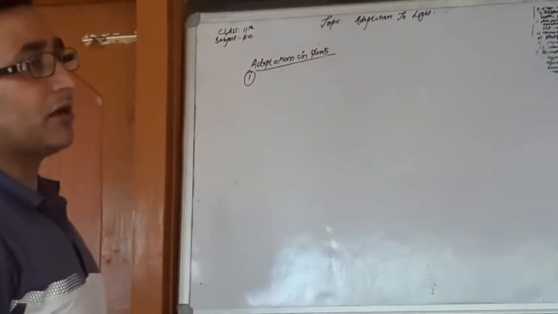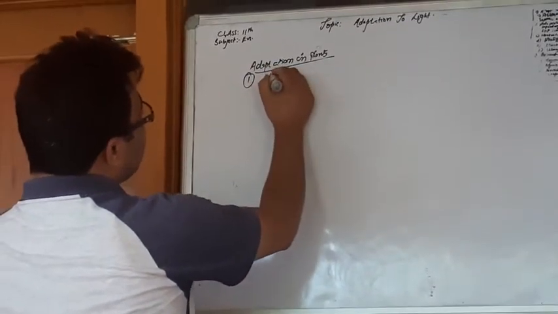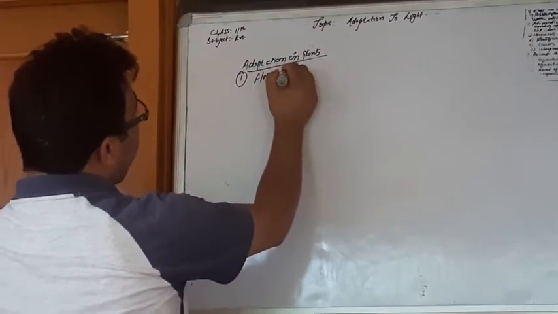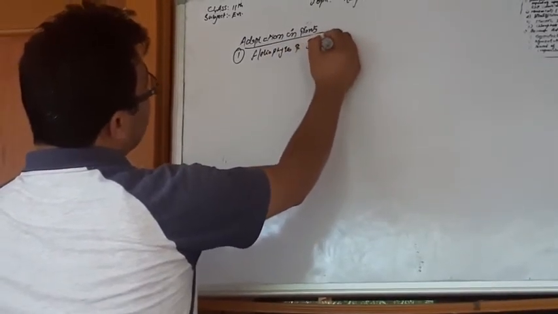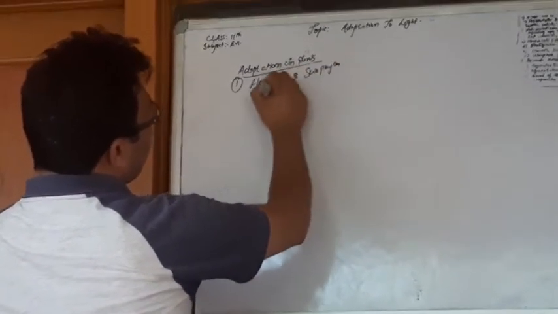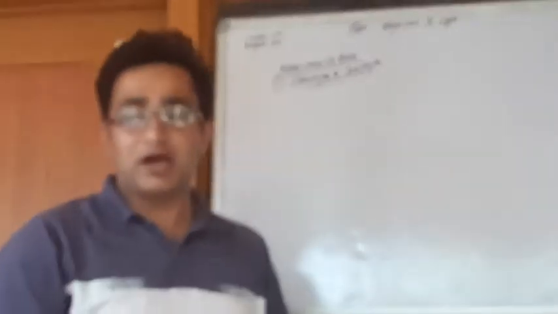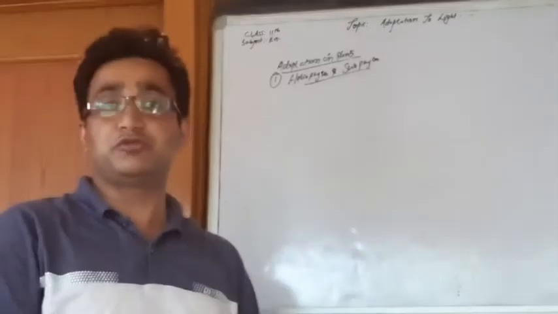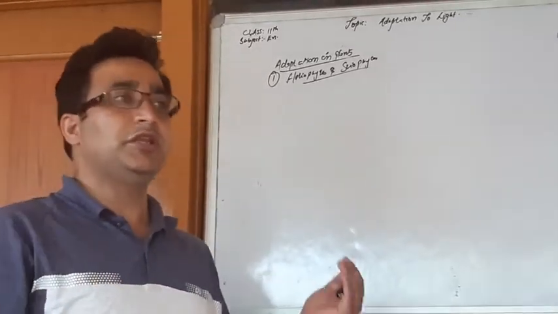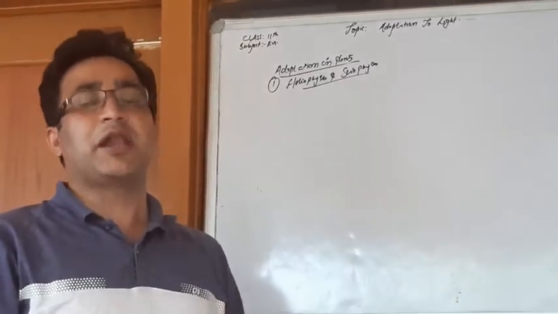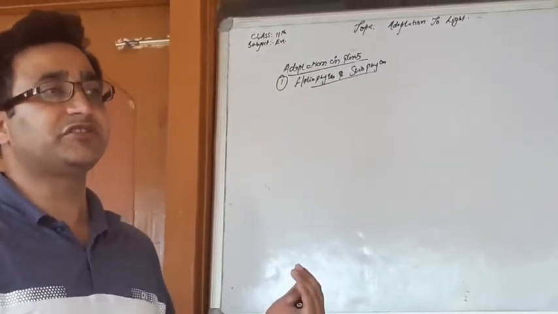The first point we will see is heliophytes and xerophytes. So heliophytes and the sciophytes, these are the two categories of the plants which grow in the bright sunlight and the low or the dim sunlight.